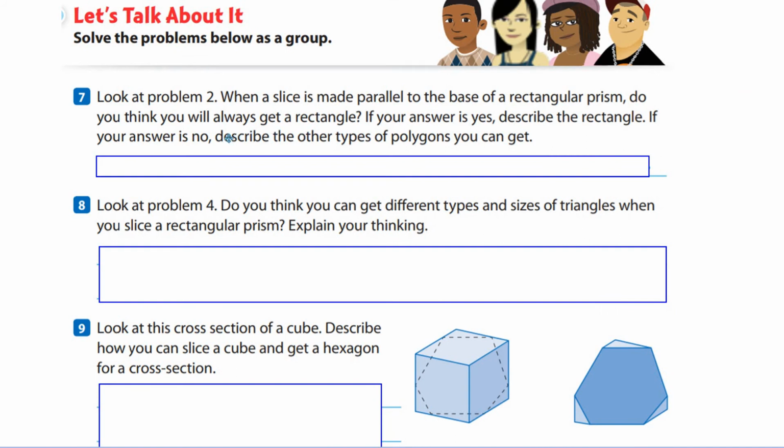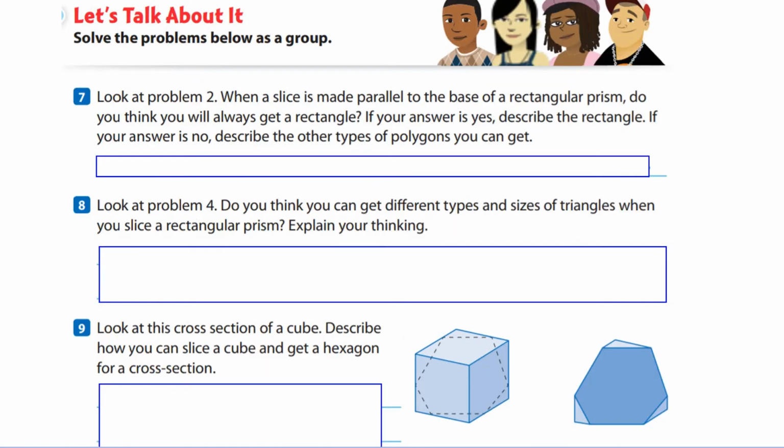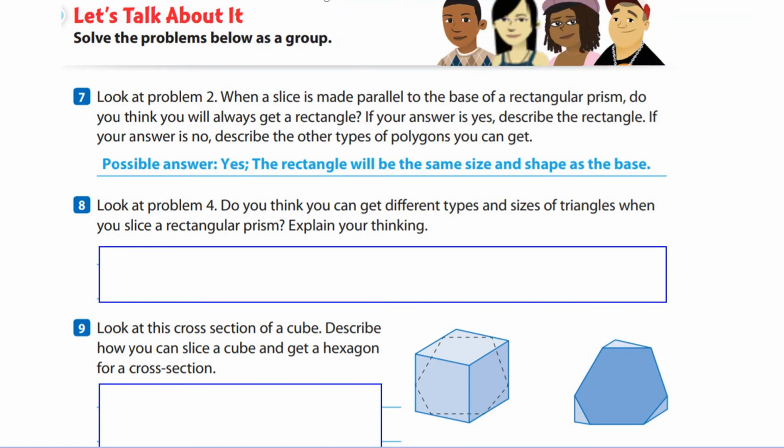Question 7 again. Looking at problem 2, if you remember. When a slice is made parallel to the base of a rectangular prism, do you think you will always get a rectangle? If your answer is yes, describe the rectangle. If your answer is no, describe the other types of polygons you can get. And hopefully you got, yes, the rectangle will be the same size and shape as the base.